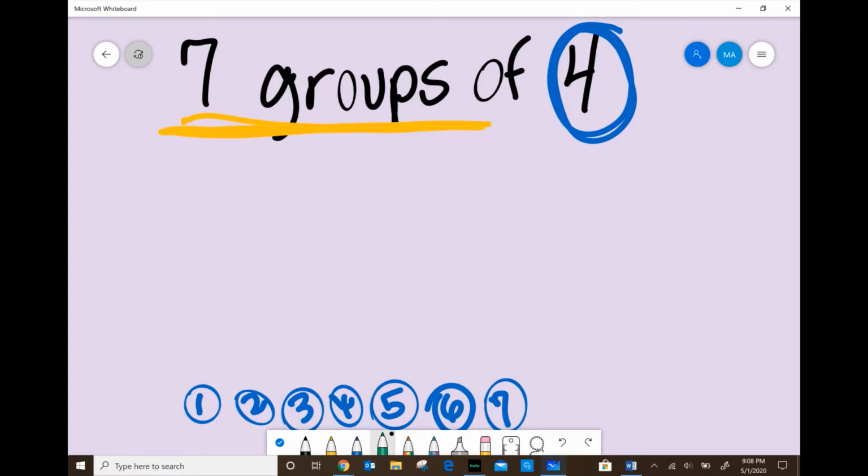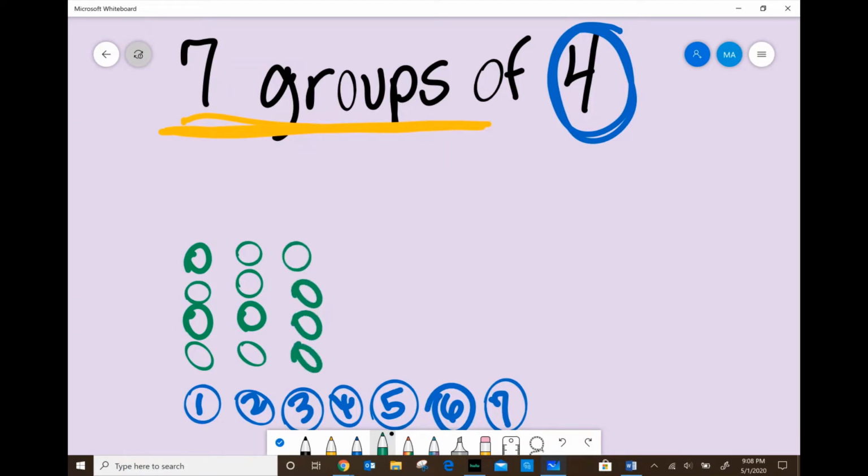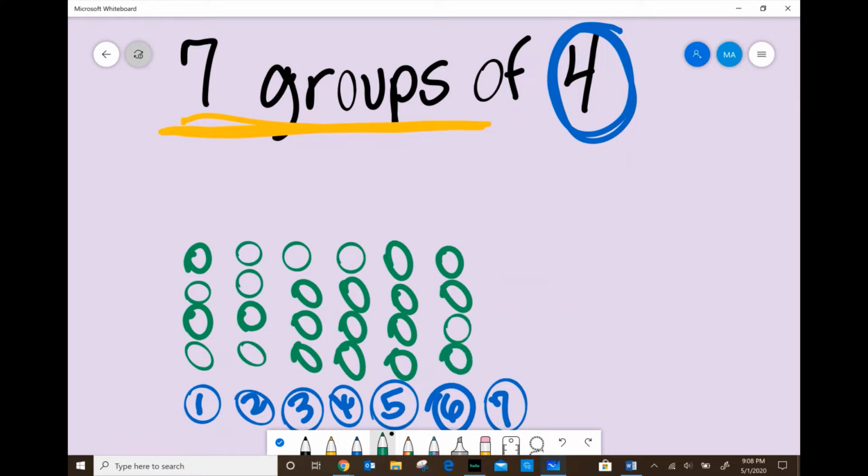So I'm just going to stick with hearts. No, with circles. I'm going to do circles. So I'm going to draw four circles in each group. There's four in my first group. Now I'm going to do the same thing for my second group. Four for my second, four for my third, four for my fourth group, four circles for my fifth, my sixth, and my seventh group.